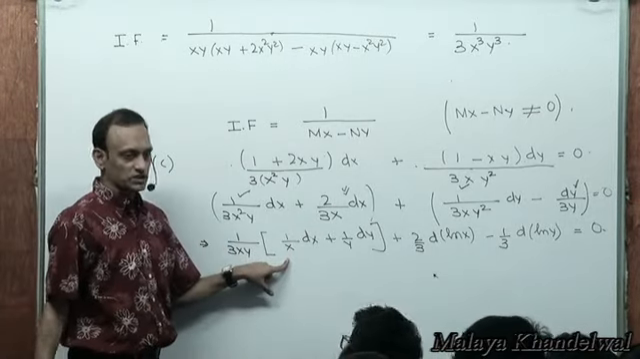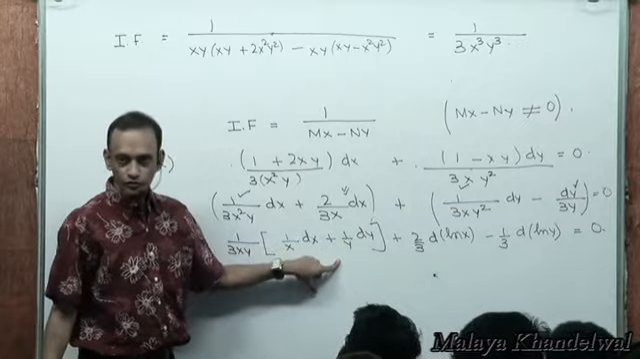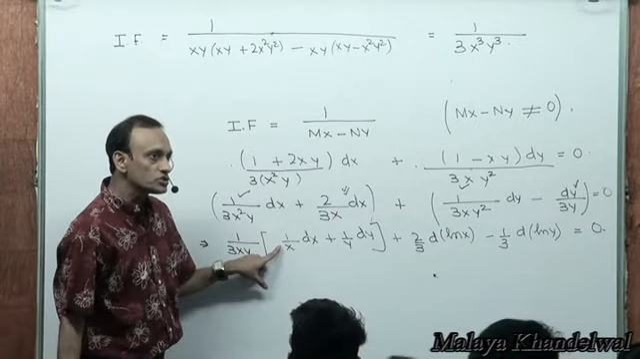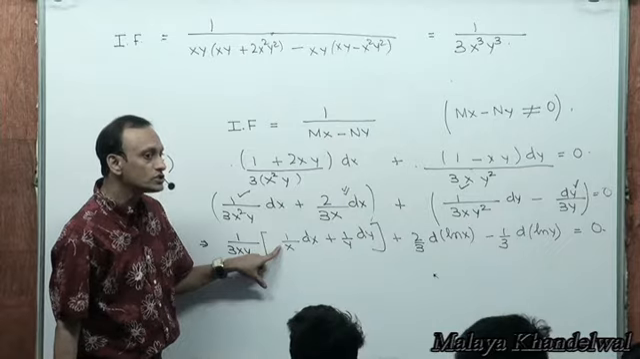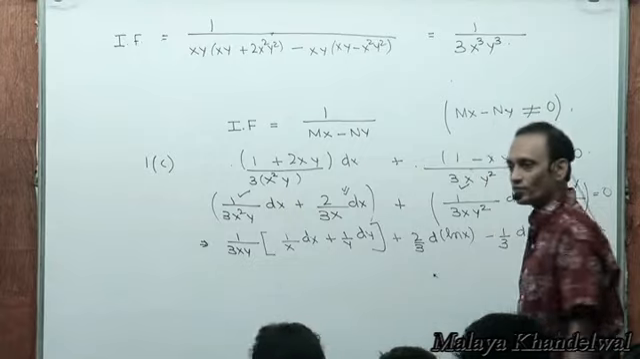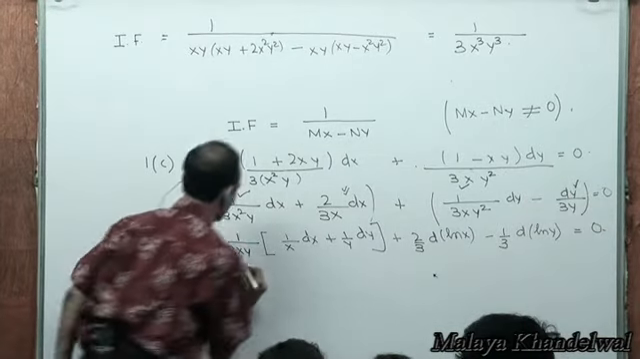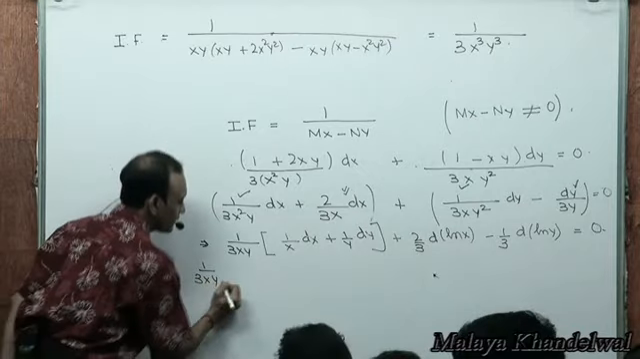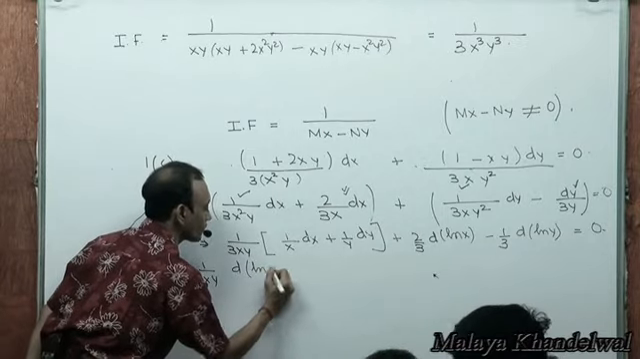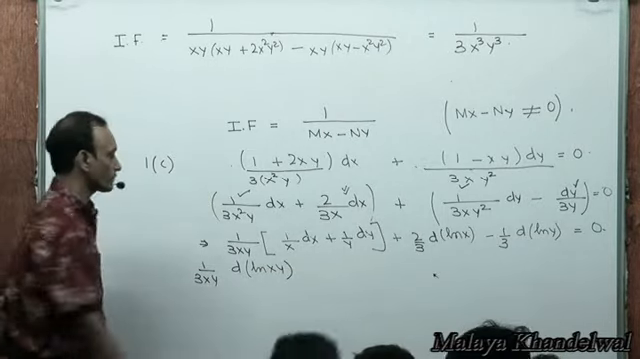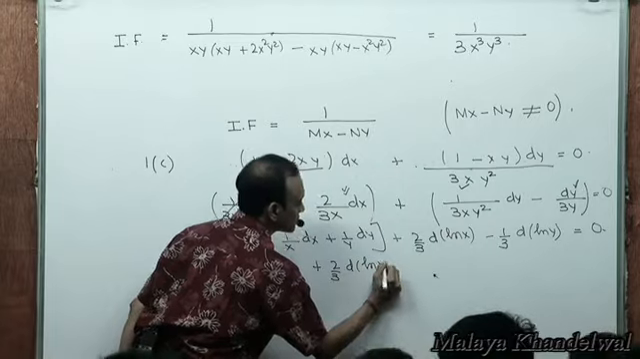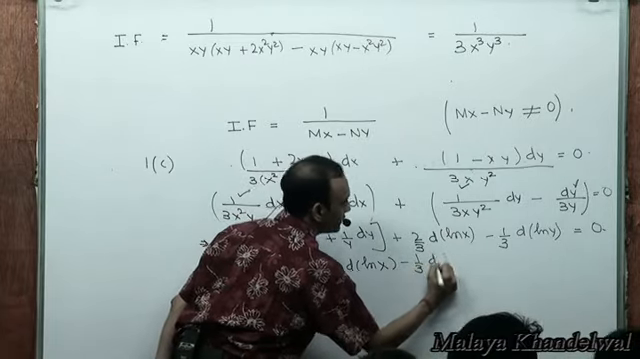What is this? Dx by x, d of log x, d of log y, yes or no? This is d of log x, this is d of log y. So this is d of log x plus log y, which is d of log xy. This is d of log xy. Yes or no? So 1 by 3xy, this would be d of log x plus d of log y, d of log xy, plus 2/3 d log x minus 1/3 d log y.